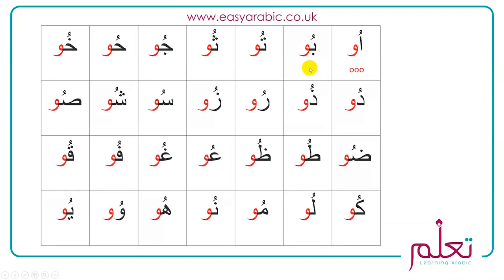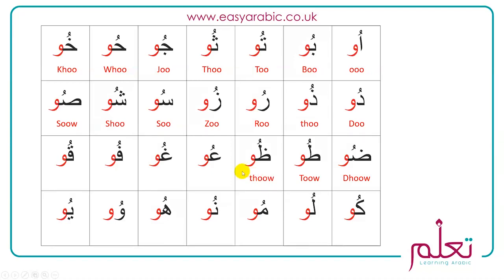So that's oo: bu, tu, thu, ju, hu, khu, du, dhu, ru, zu, su, shu, and so on through ghu, fu, qu, ku, lu, mu, nu, hu, wu, and you. So look at these again.